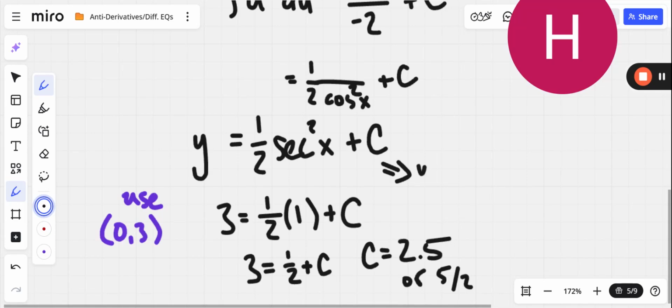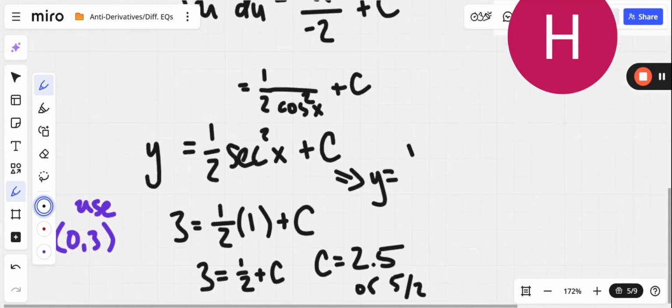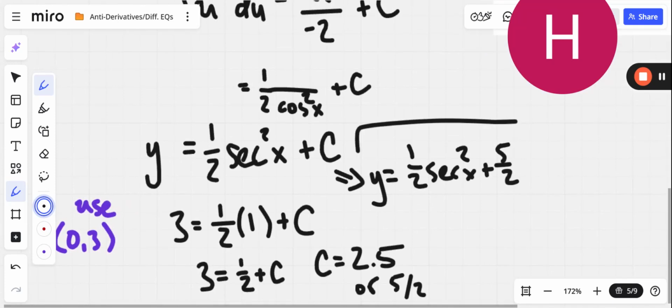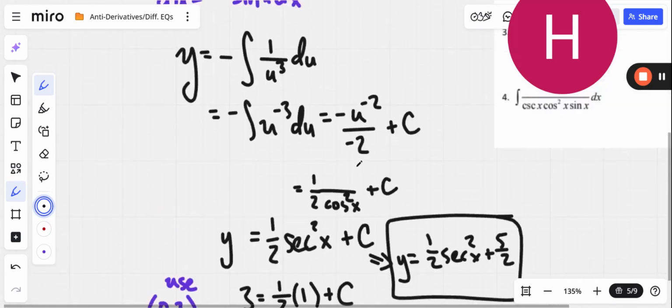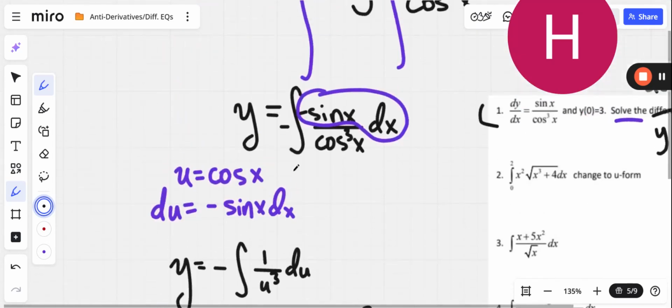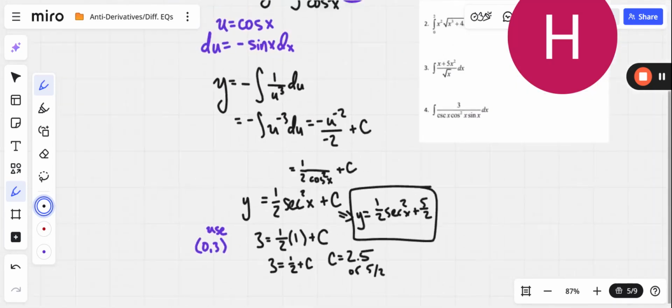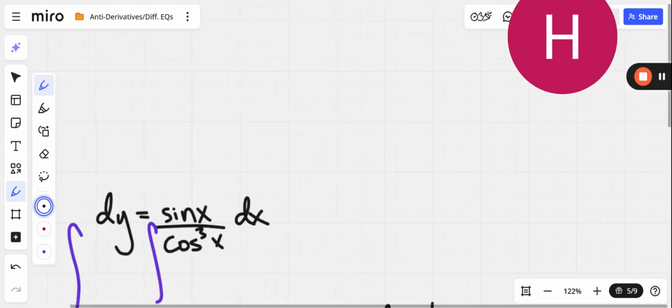Now we can update our equation and say y equals 1/2 secant squared x plus 5 on 2. Okay, that is our equation. Pretty straightforward. There's a little bit of a u-sub here, but as I mentioned, there is another way to do this problem. Let's investigate what that other way is.